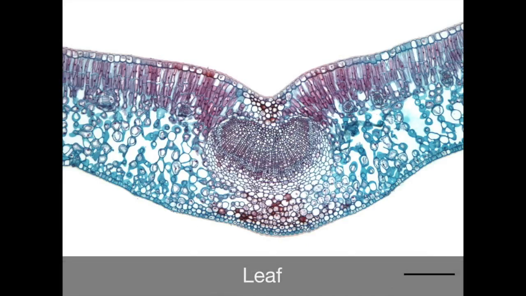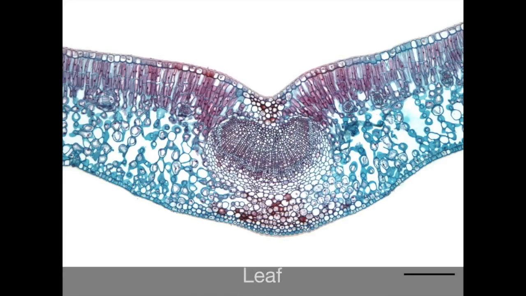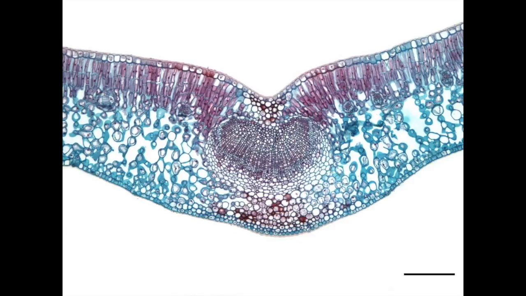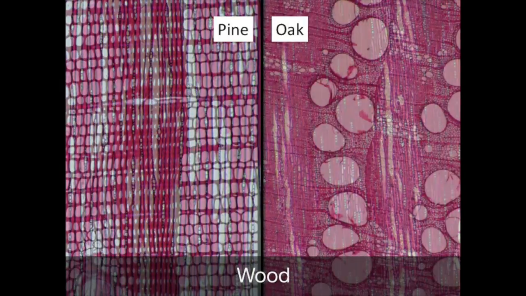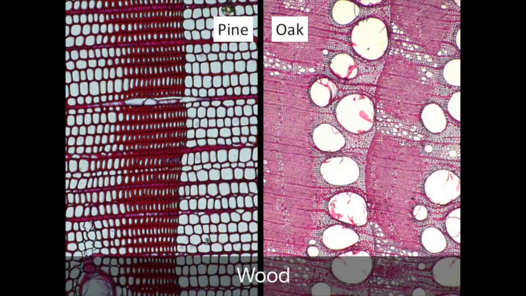Parenchyma, collenchyma, sclerenchyma, xylem, and phloem can likewise be found in the leaves of vascular plants. Woody tissues are composed of millions of xylem cells and associated fibers. Differences in cells give the different species' wood its characteristic grain, color, and strength.